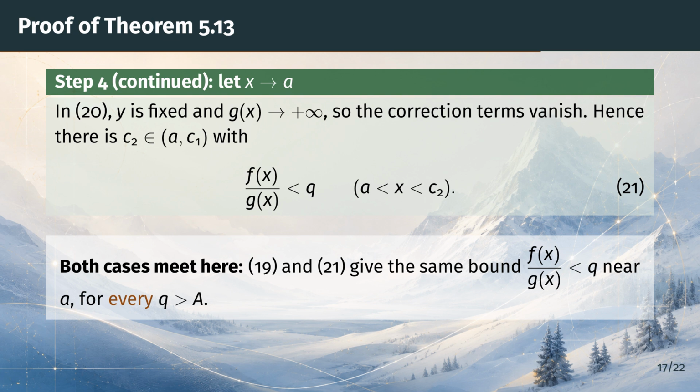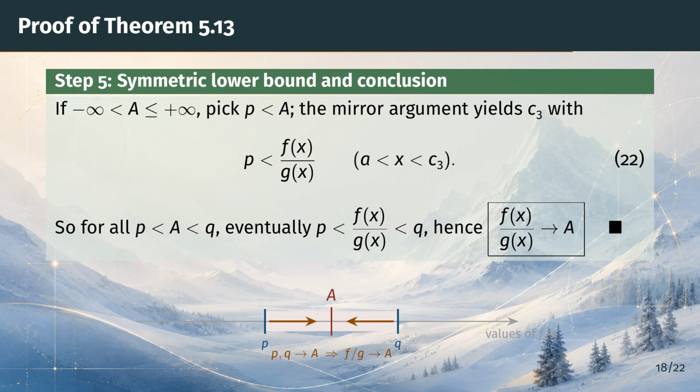Only the lower bound remains. Step 5 closes the argument by symmetry. The same reasoning with the inequalities reversed shows that for any number p below a, the quotient eventually exceeds p. That is, inequality 22. Combining this with the upper bound, given any p below a and any q above a, the quotient is eventually caught strictly between them.